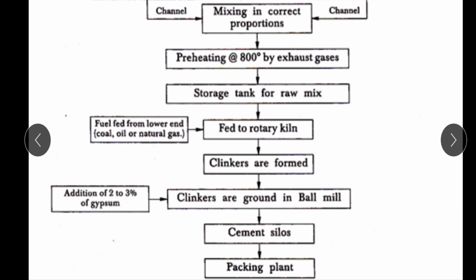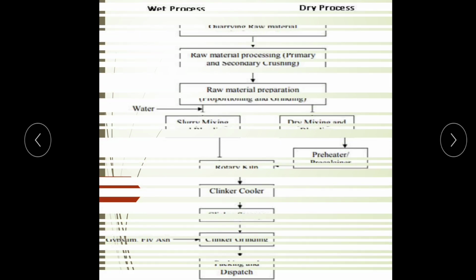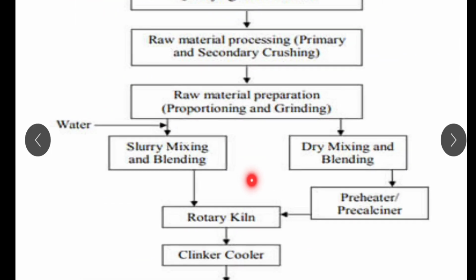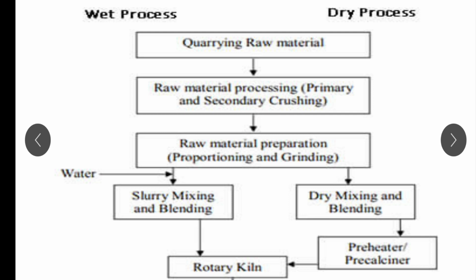And after that, while powdering it into a ground formation, 2 to 3% of gypsum is added to the dry mixture, which may be stored in silos, and then it will be transferred to the packing unit. So gypsum is generally added to control flash setting of cement. And this is the basic difference between wet process and dry process.